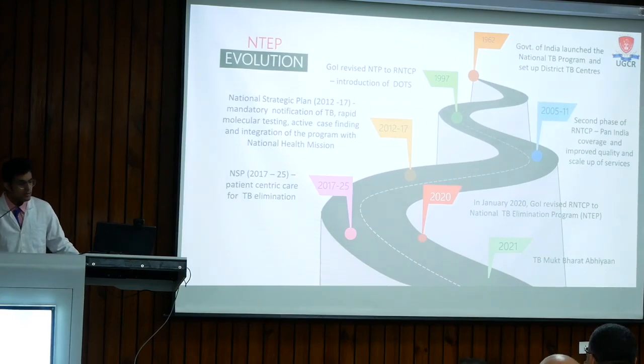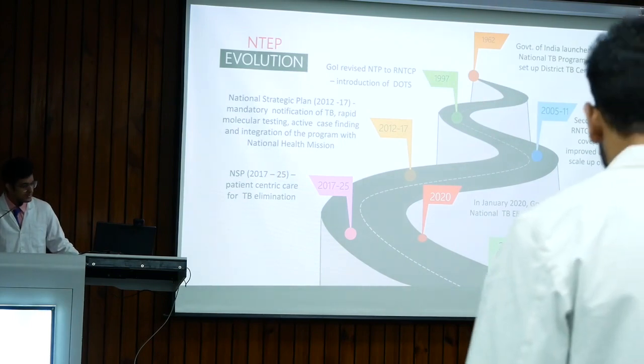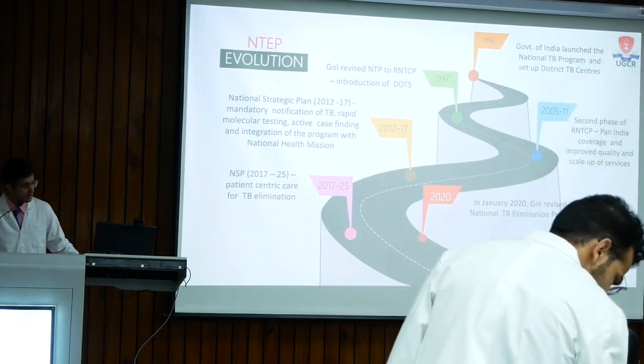Now, taking a look at the evolution of the National Tuberculosis Elimination Program, in 1962, the Government of India launched the National TB Program alongside several district TB centers. This was later on changed to the revised National Tuberculosis Control Program in 1997 with the introduction of the DOT scheme, which is Directly Observed Treatment, short course.